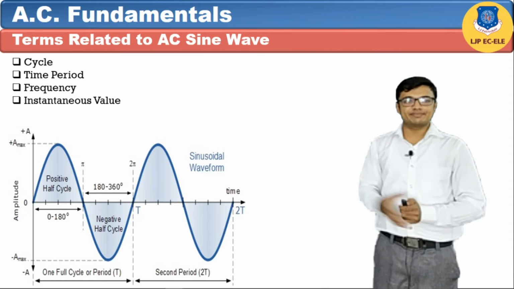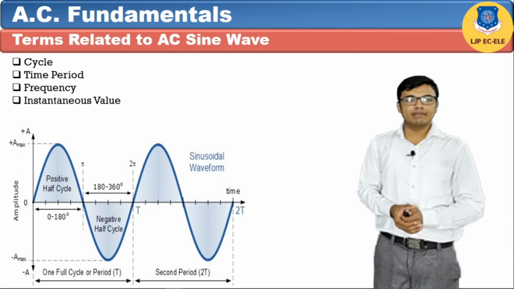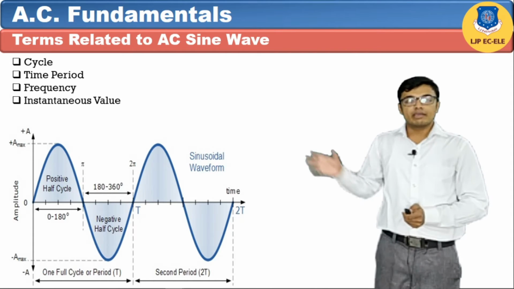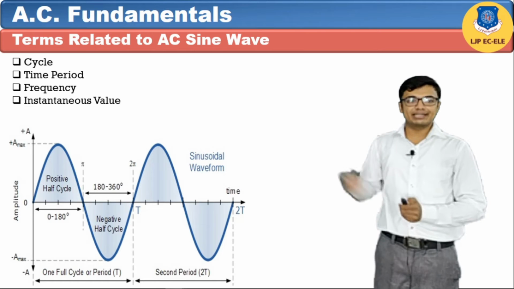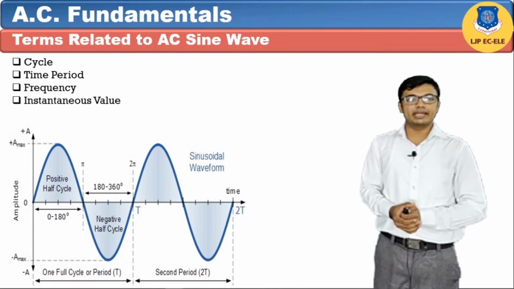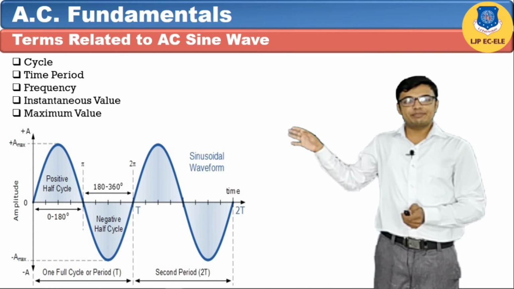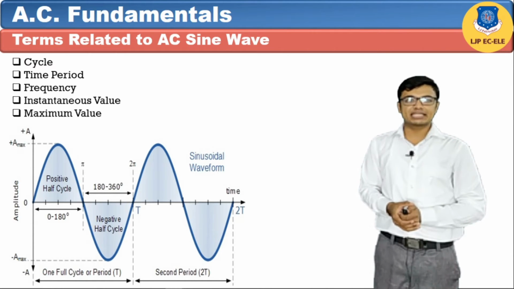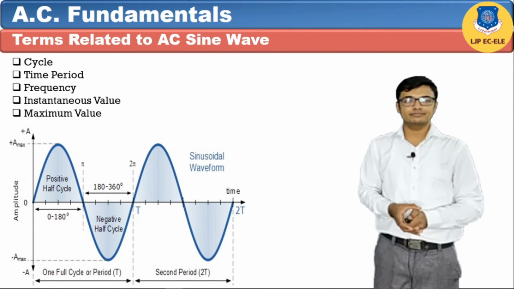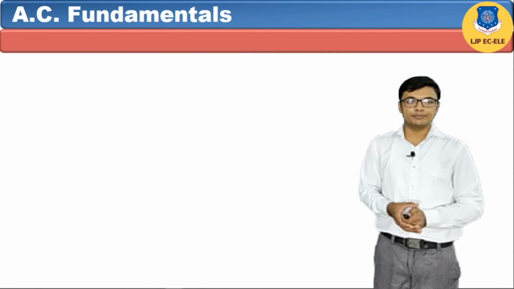Let's see instantaneous value. As we know, an alternating value continuously varies with time. Any value on the sine wave at a particular time t is called the alternating instantaneous value for that time. Let's see maximum value. The highest peak value on the AC sine wave is called the maximum value for that sine wave.